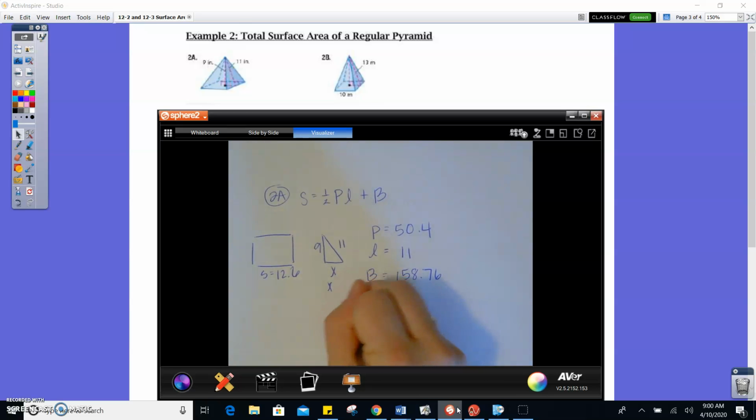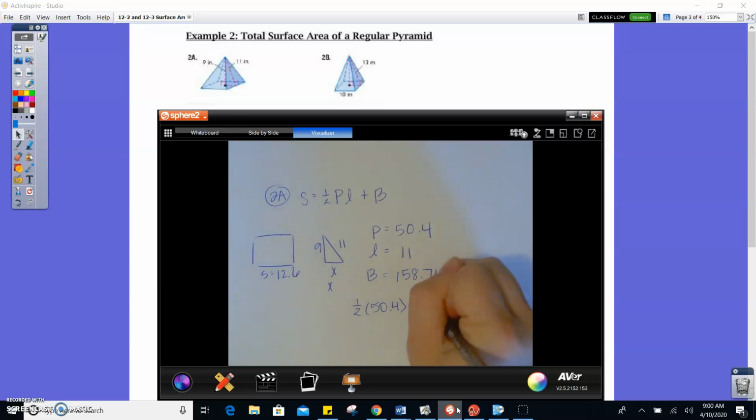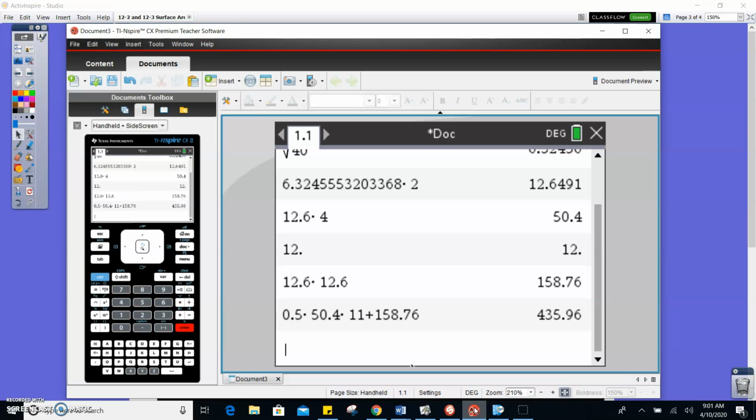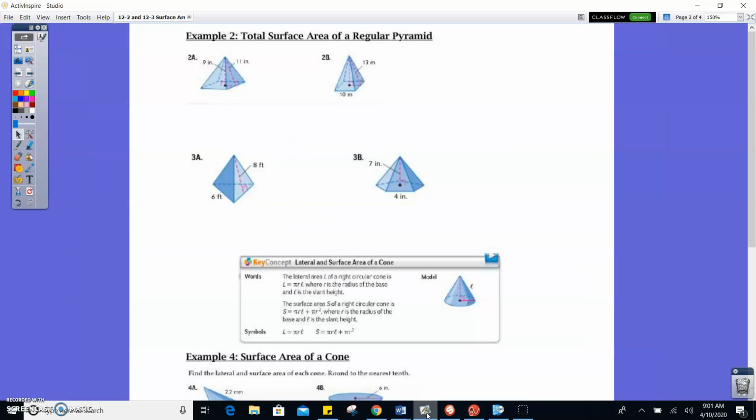So I will have 1/2 of my perimeter of the base, which was 50.4, multiplied by my lateral slant height, which was 11, added in with the area of the base, which is 158.76. So we'll put all this into our calculator. So 0.5 times 50.4 times 11 plus 158.76. We get a value of 435.96. And again, since it's surface area, we'll be looking at inches squared.